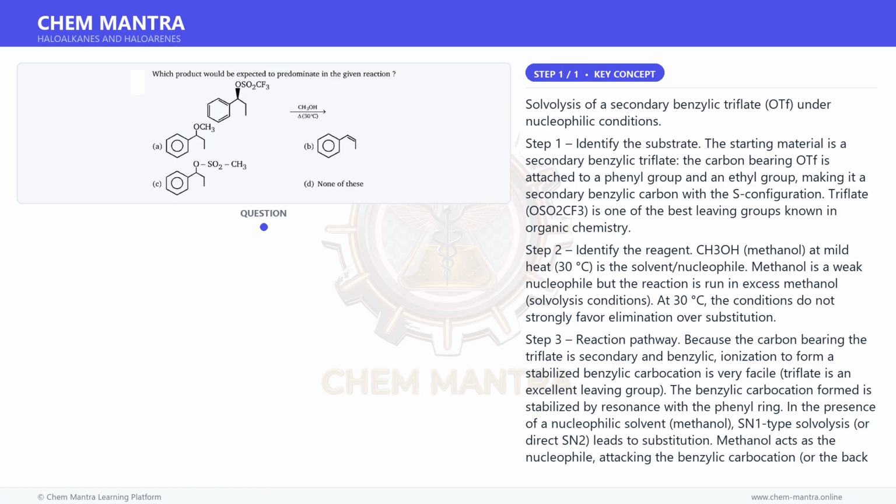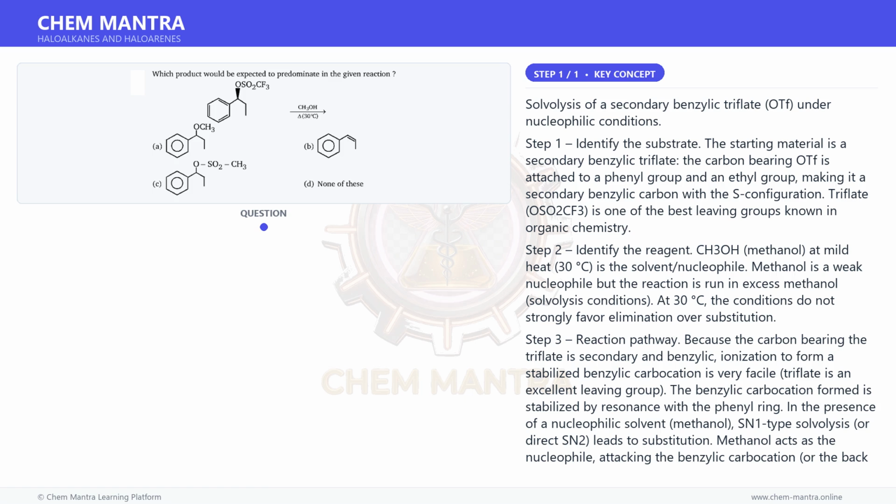Step 2. Identify the reagent. CH3OH, methanol, at mild heat, 30 degrees Celsius, is the solvent nucleophile. Methanol is a weak nucleophile, but the reaction is run in excess methanol, solvolysis conditions. At 30 degrees Celsius, the conditions do not strongly favor elimination over substitution.